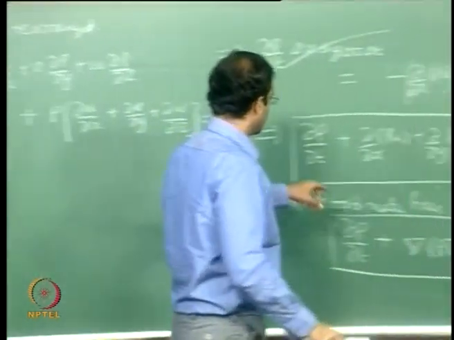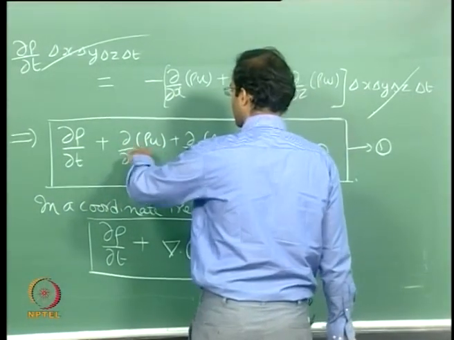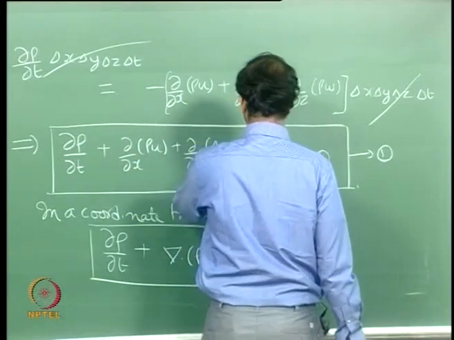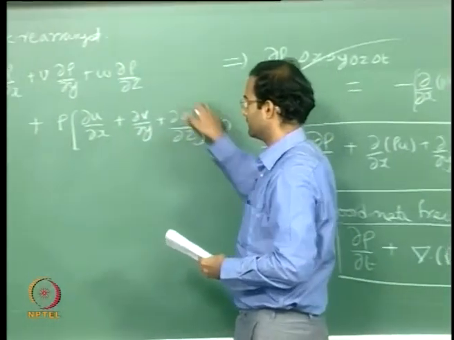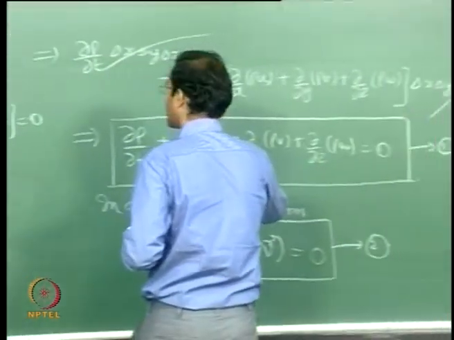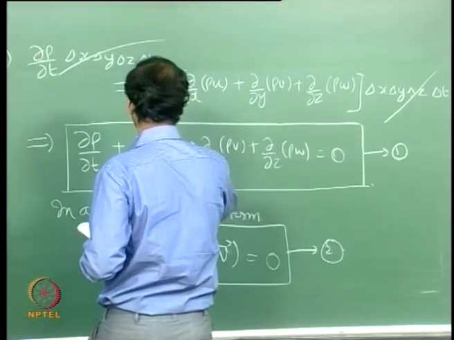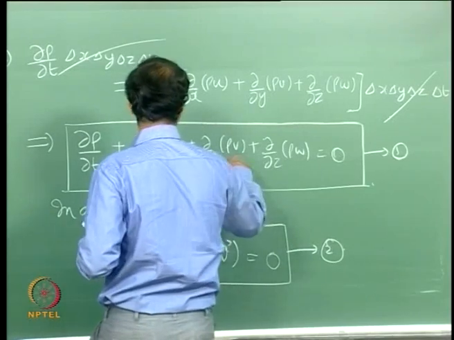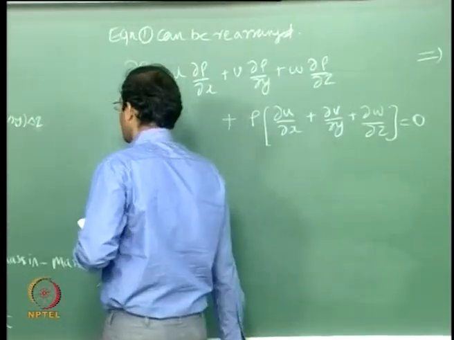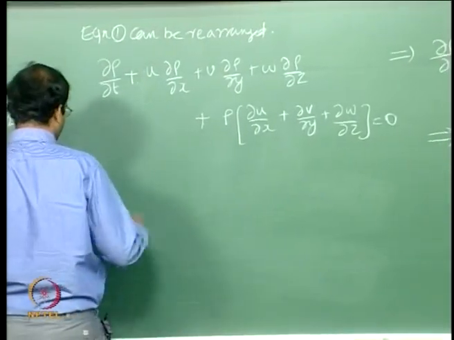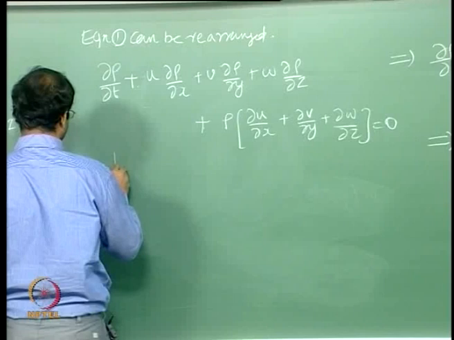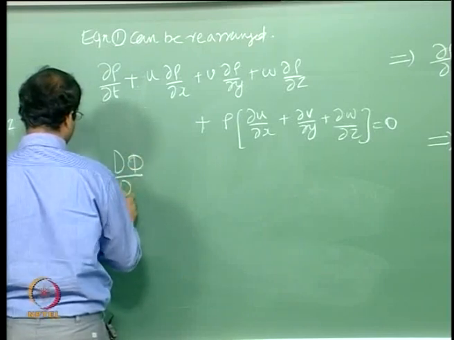That means I am separating this into parts. I am writing rho into du by dx plus rho into dv by dy plus rho into dw by dz, that is this term, and the other terms are basically coming from taking u out and writing this as u into d rho by dx plus v into d rho by dy plus w into d rho by dz. So now we can define what is called a total derivative for any variable, for example phi, you can write your total derivative d phi by dt.